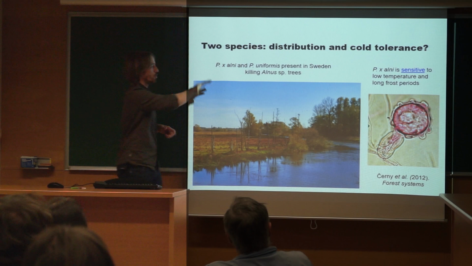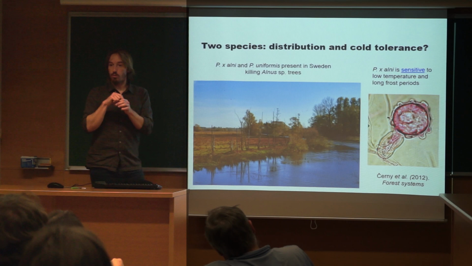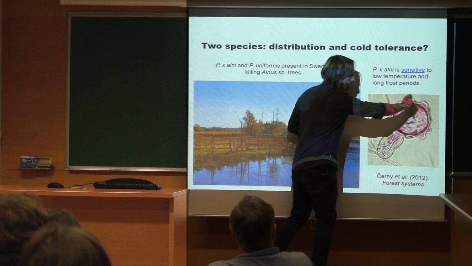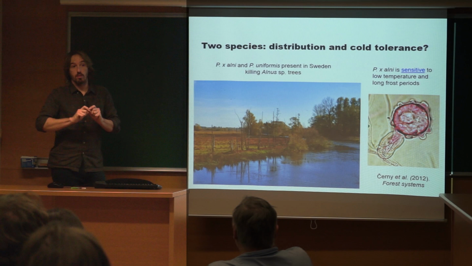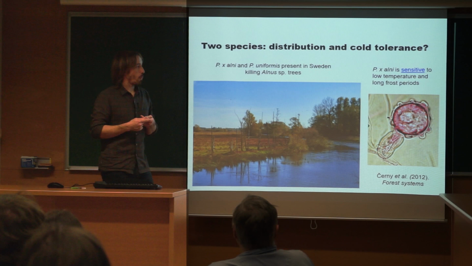So we have a host that is called alder, and then we have two species, one is a hybrid. The good thing is that the hybrid is sensitive to low temperatures. It's a sex haploid hybrid, so it cannot produce the sexual spores. And I know you get a bit sleepy now, but the sexual spores are the ones that are very thick-walled in Phytophthora, and they are the ones that survive when the conditions are very harsh. So this species cannot produce the sexual spores and has to reproduce asexually all the time. So you have one species that is sensitive to cold and one that is not. Perfect system to test our hypothesis.